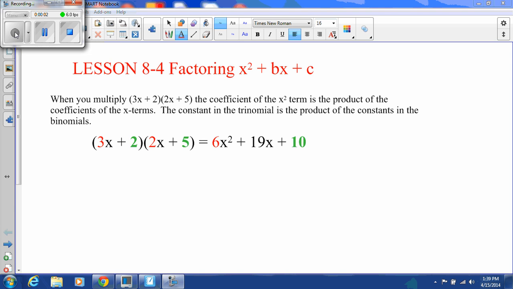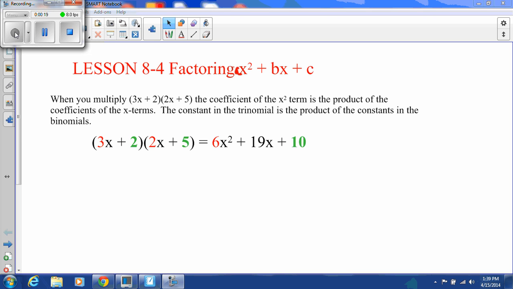Good afternoon, eighth grade. It's time for more factoring. We're going to be factoring similar trinomials today. And today we're going to factor trinomials that have a coefficient other than 1. So they will be of the form ax squared plus bx plus c.